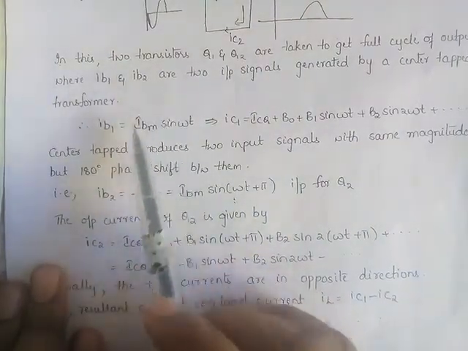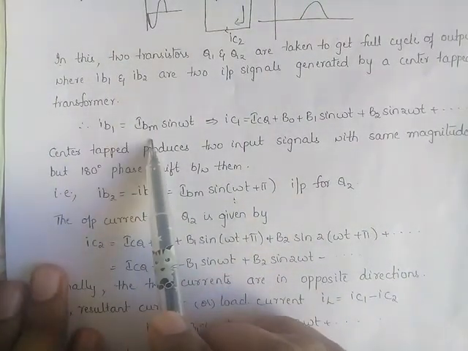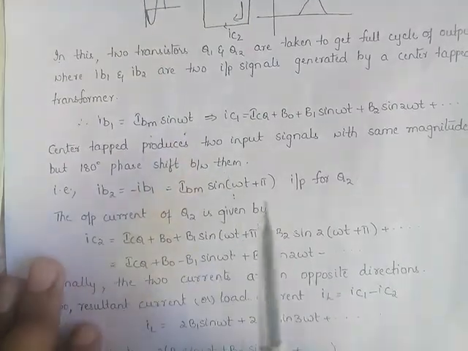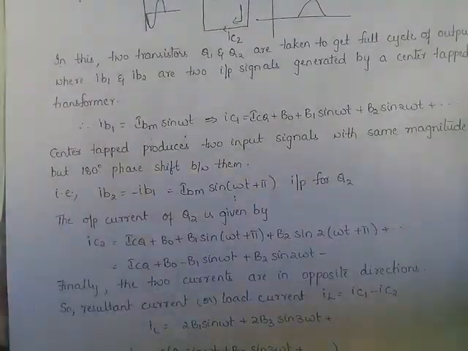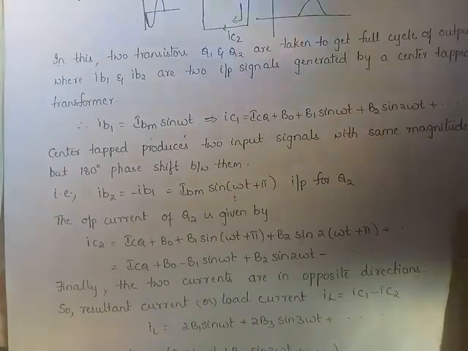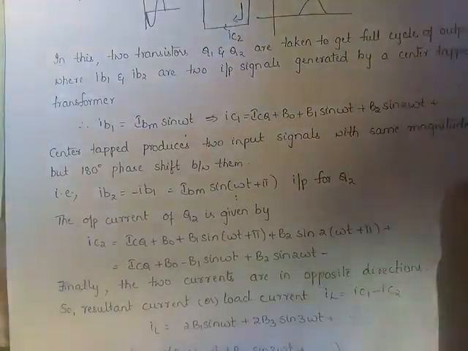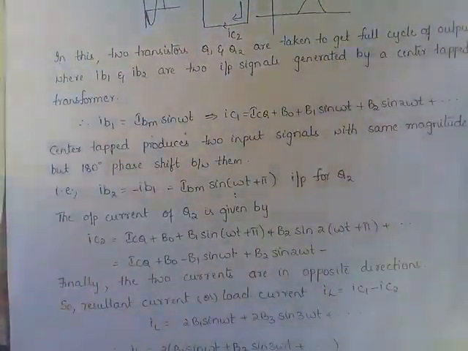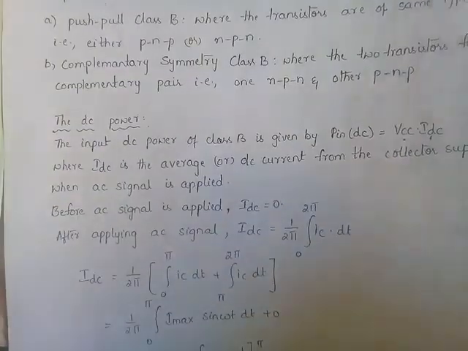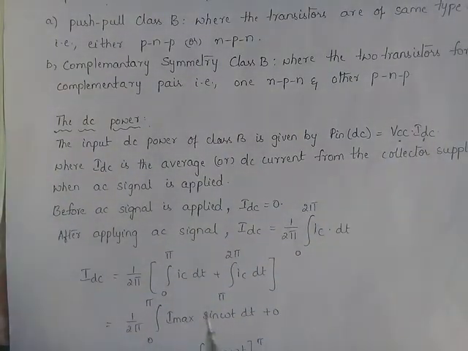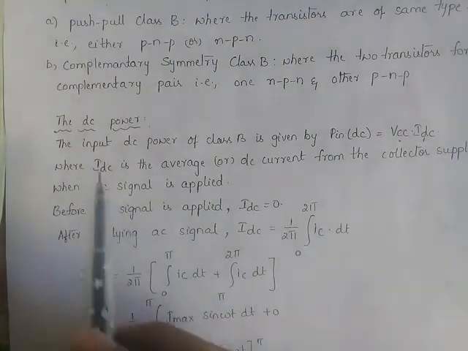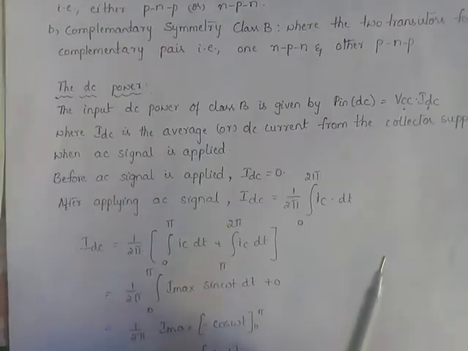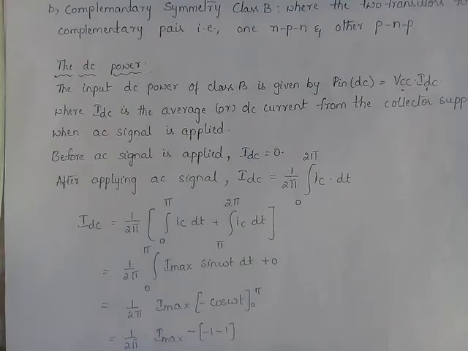Okay, this is fine. Next, IB1 is equal to IBM sin omega t, and IB2 is equal to IBM sin omega t. So again I am going for some things related to the class B power amplifier. What properties are we taking in the class B power amplifier? To calculate the load line, one is AC analysis and the other is DC analysis. In the DC analysis, whenever we take the equation for IDC, we get IDC equal to I max by pi.